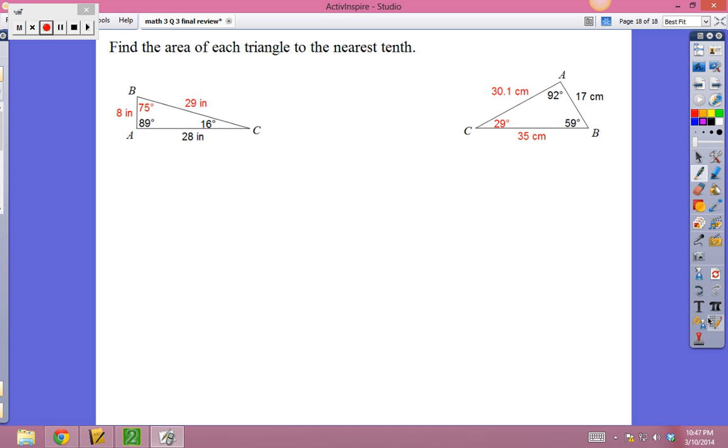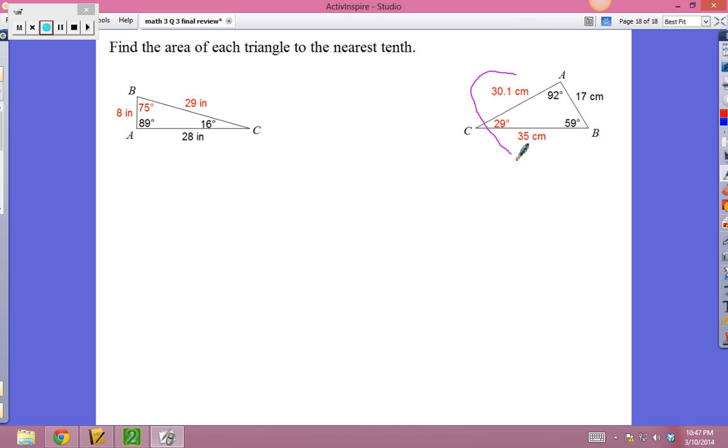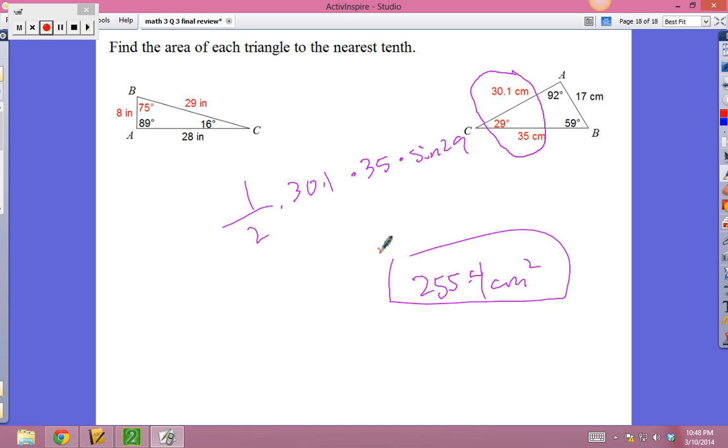Okay, one more. I'll just use these 3. So I'm going to do 1/2 times 30.1 times 35 times the sine of 29. So 0.5 times 30.1 times 35 times the sine of 29. And for this one I get 255.4 centimeters squared. And that's it. So make sure you know all that stuff and you'll be in good shape.